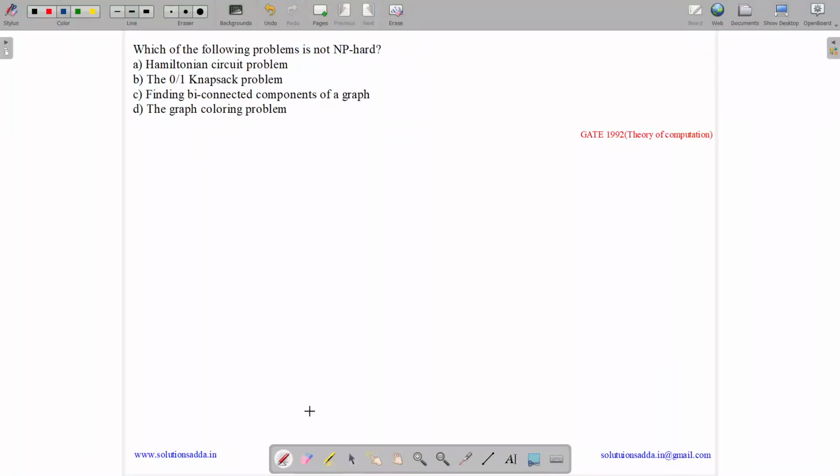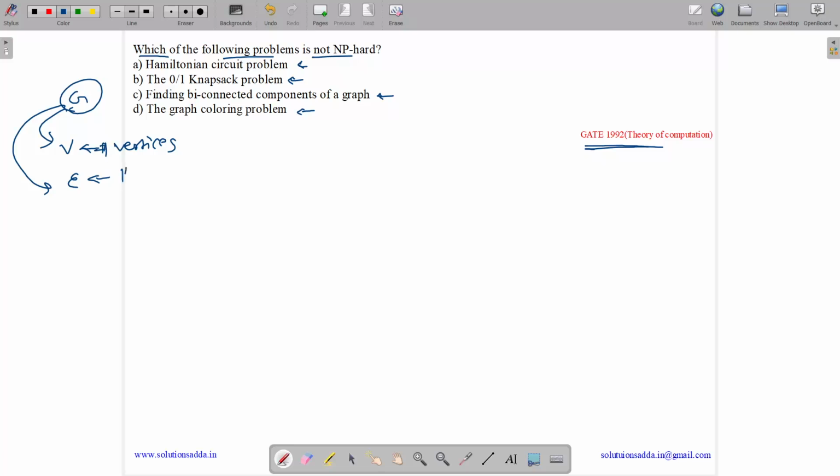This question belongs to the theory of computation subject and was asked in GATE 1992. It states, which one of the following problems is not NP-hard? Hamiltonian circuit problem, zero-one knapsack problem, finding bi-connected components of a graph, and the graph coloring problem. So let us see each of them one by one. Let V be the number of vertices in a given graph G, and E be the number of edges in the graph G.